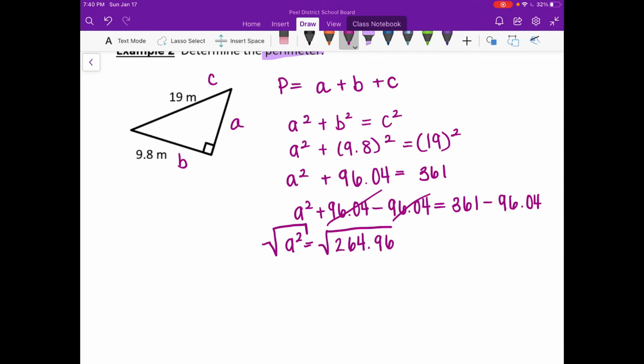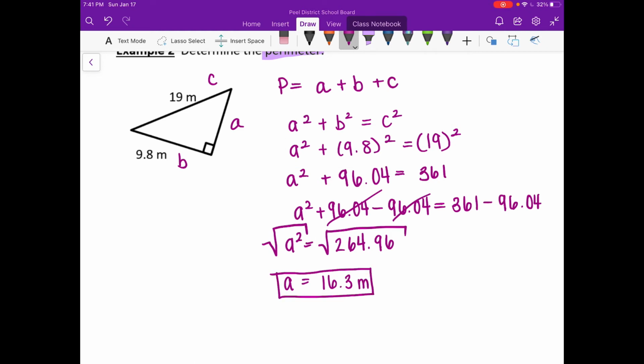I want to get the A by itself, which means I need to get rid of that squared by taking the square root. I'm just going to square root it, and I'm left with 16.27759, whatever that is. So I'm going to say, all right, let's round it to one decimal place. So it's 16.3 meters.